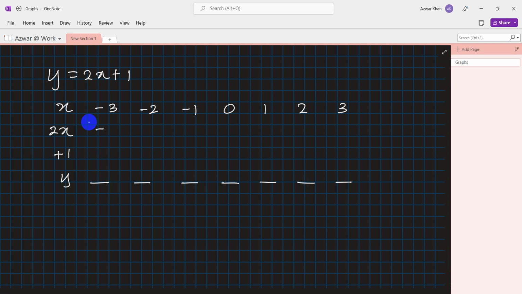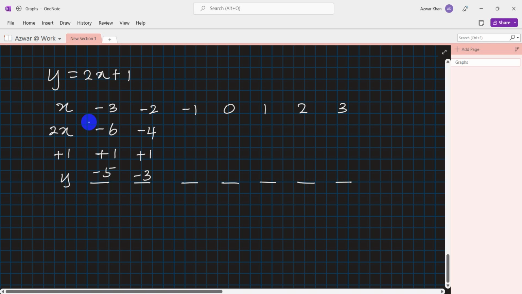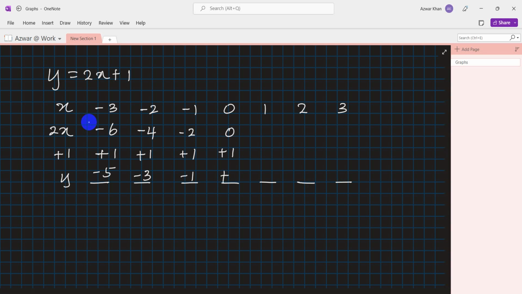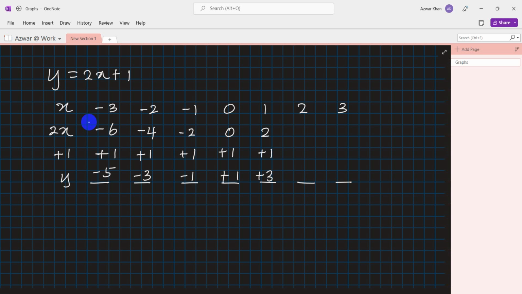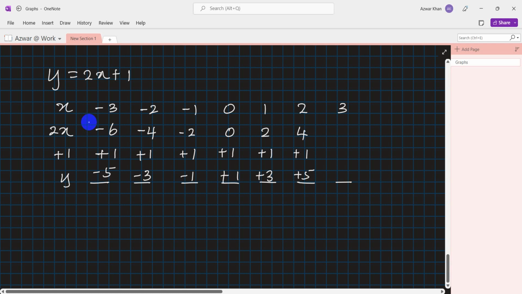So this is 2 into minus 3 is minus 6, plus 1 is minus 5. 2 into minus 2 is minus 4, minus 4 plus 1 is minus 3. 2 into minus 1 is minus 2, minus 2 plus 1 is minus 1. This is 0, plus 1 is plus 1. 2 into 1 is 2, 2 plus 1 is plus 3. 2 into 2 is 4, 4 plus 1 is plus 5, and 2 multiplied by 3 is 6, 6 plus 1 is plus 7.